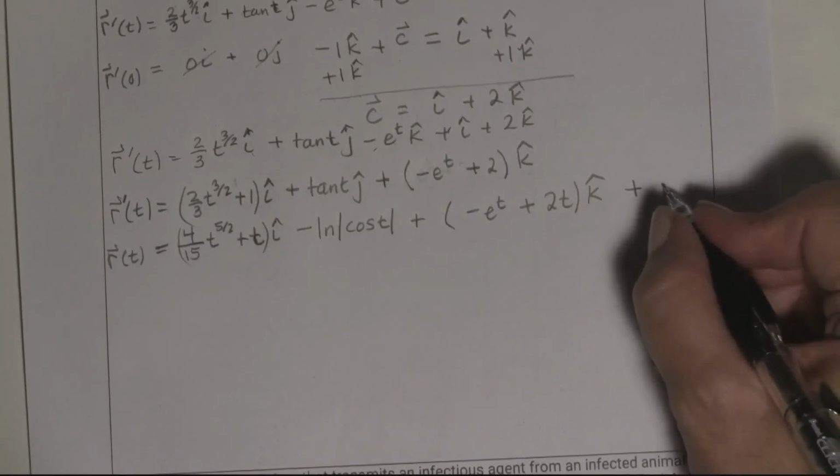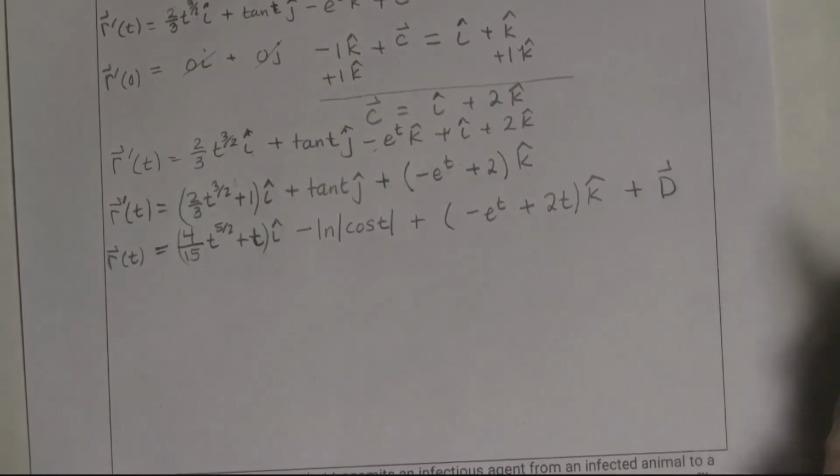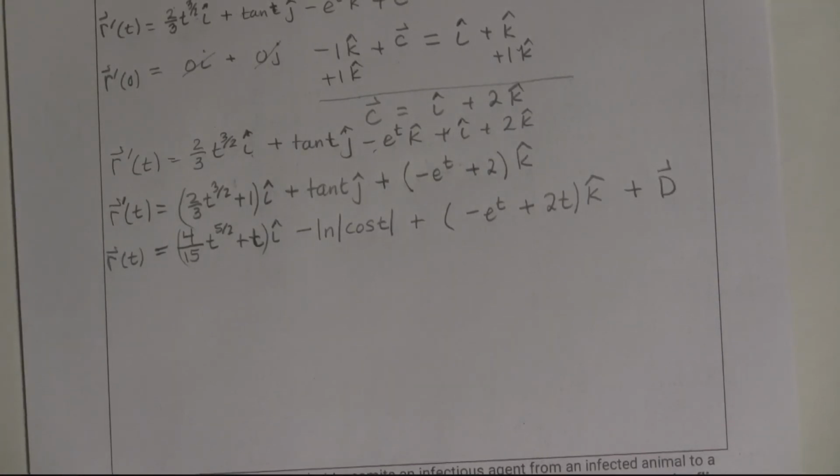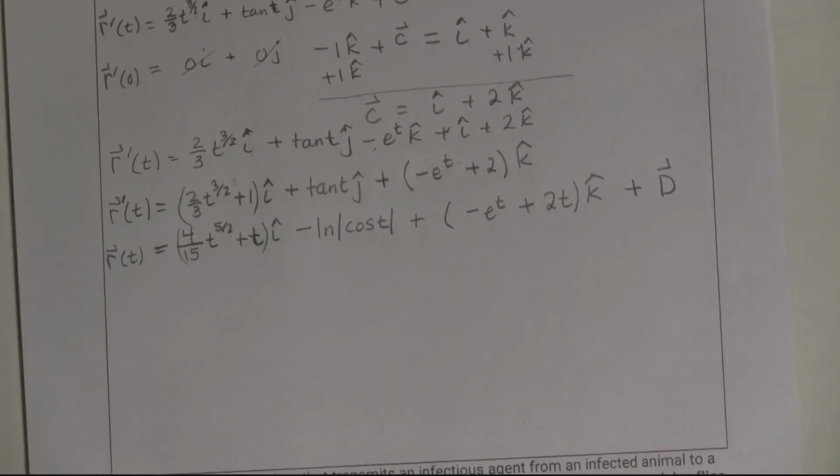I'm going to call it d, and it's a vector. And you don't have to call it d. You could call it c again, or you could call them c1 and c2. It doesn't matter. I was taught to call it d, and so I call it d. And that's just how Mr. Moretti showed us how to do it, and so that's how I do it still. But it's a choice.